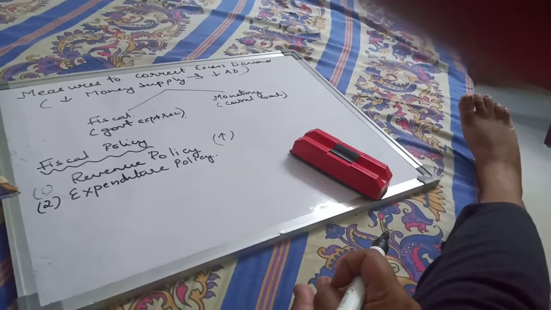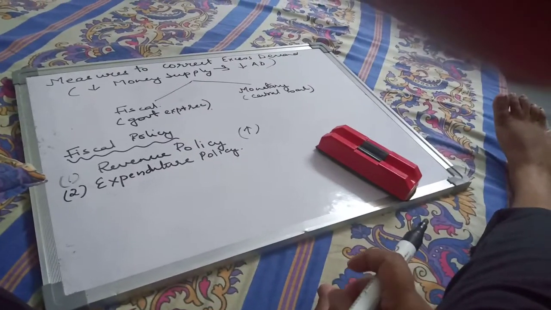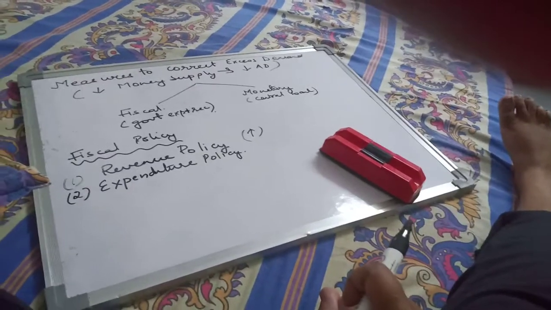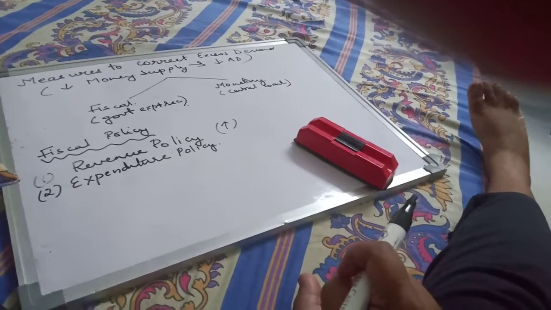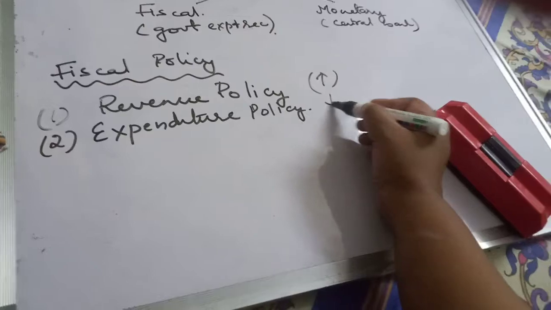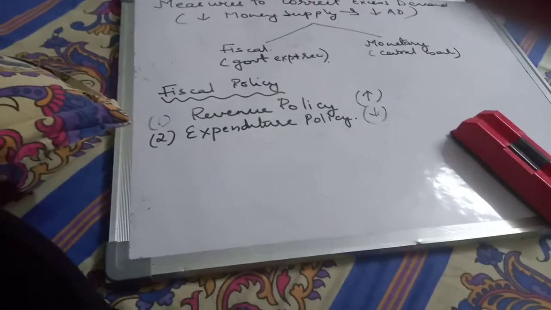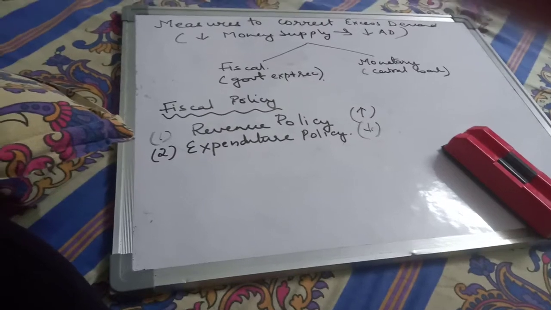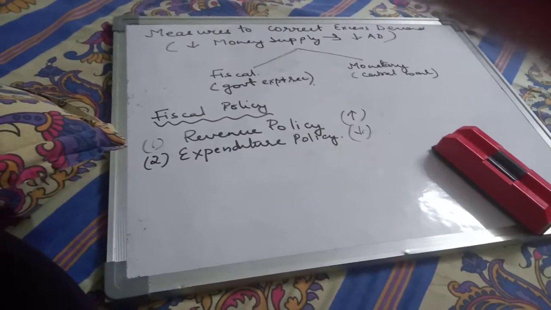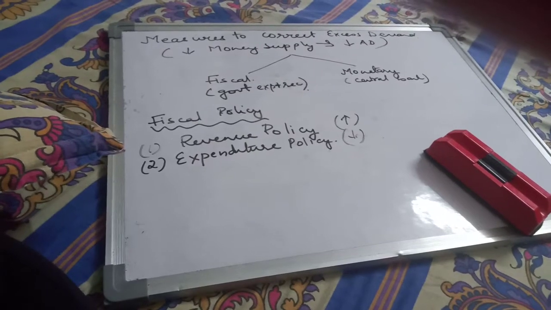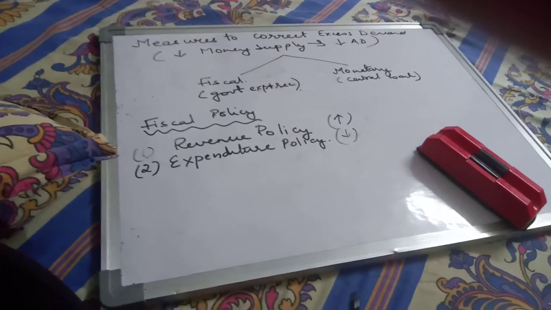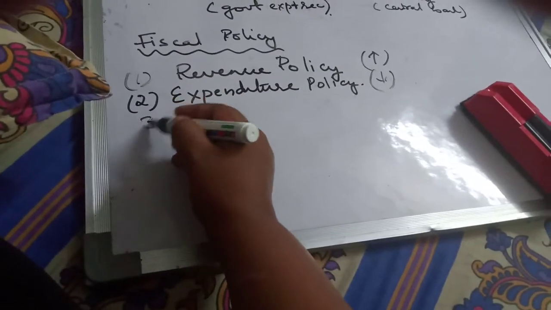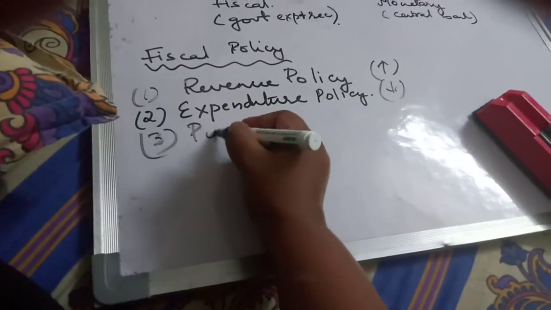So during excess demand, what should the expenditure policy be? During inflation, expenditures should be curtailed, which will reduce employment, and hence income generation will reduce, and therefore the money supply will reduce. So in a situation of excess demand, the government should curtail its expenditure on public works, thereby reducing the money income of people. Thus the demand for goods and services will fall. Third is public borrowing.